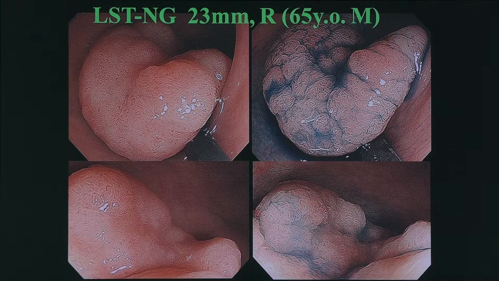So I didn't think it was deeply invasive. I decided to perform EMR.